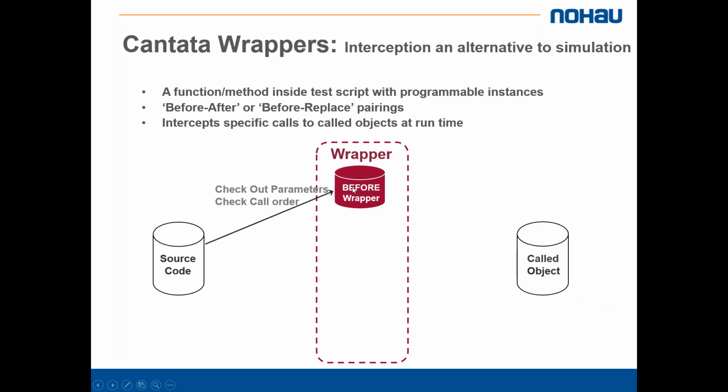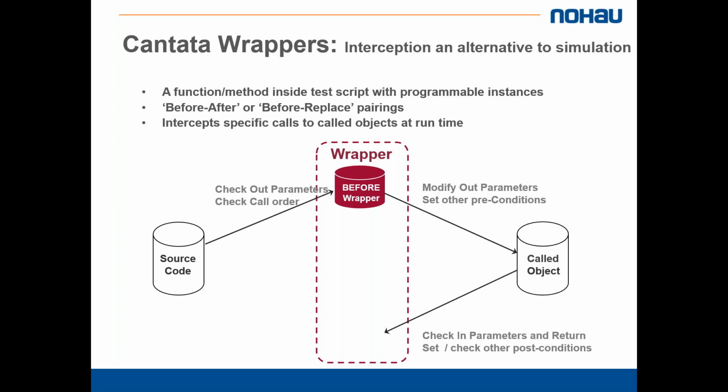And with this tool, you can create something called a wrapper. With the wrapper, you can check the parameters to it. You can check what order or how many times it's been called, and you can modify the parameters to that called object and set other preconditions like global variables or something else to get it to behave as you want to. Or if you want to check the parameters that come from that called object, you can also modify those parameters that come from that, and that's where it comes in handy.